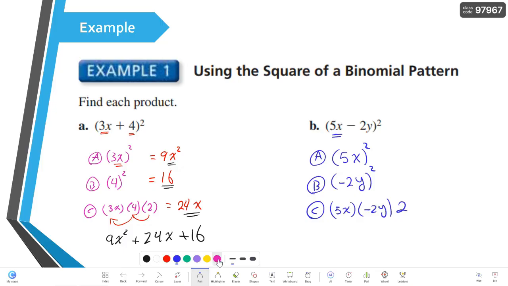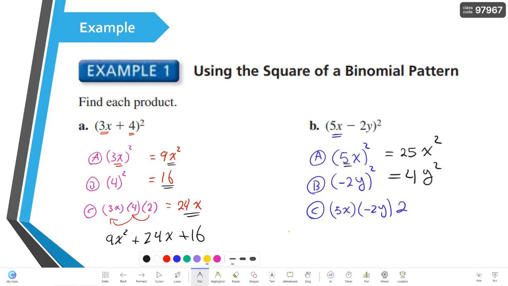So how do we find the answer right now? You just need to simplify by finding the first one. So this would be 5 squared, which is going to be 25, and then we have x squared, and then we have negative 2 squared, so it's going to be 4, not negative 4, since we have it squared. The square eliminates the negative sign. And then we have y squared, and finally we have 5x times negative 2y times 2.